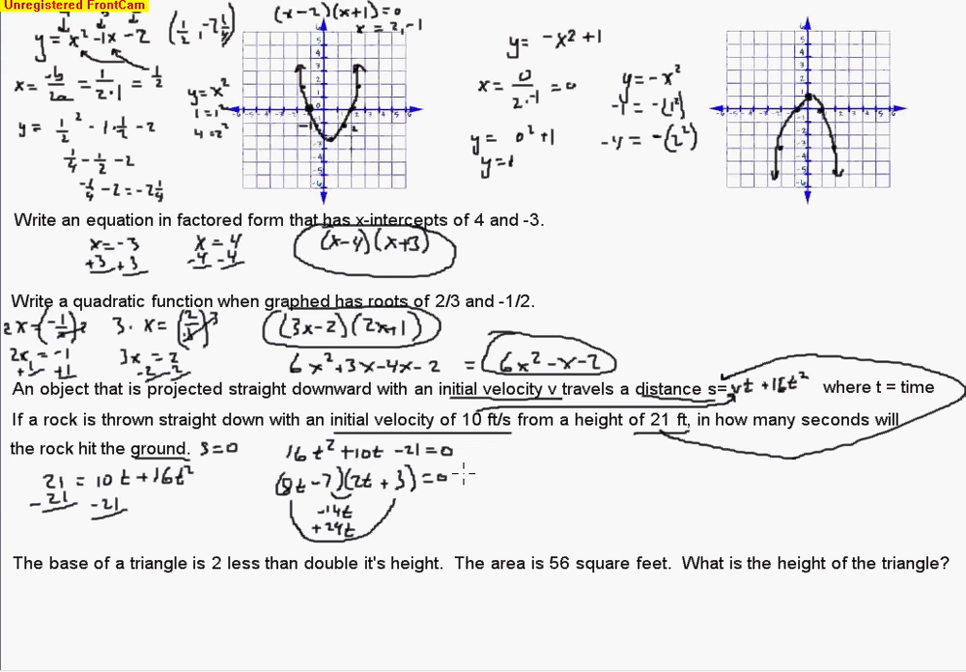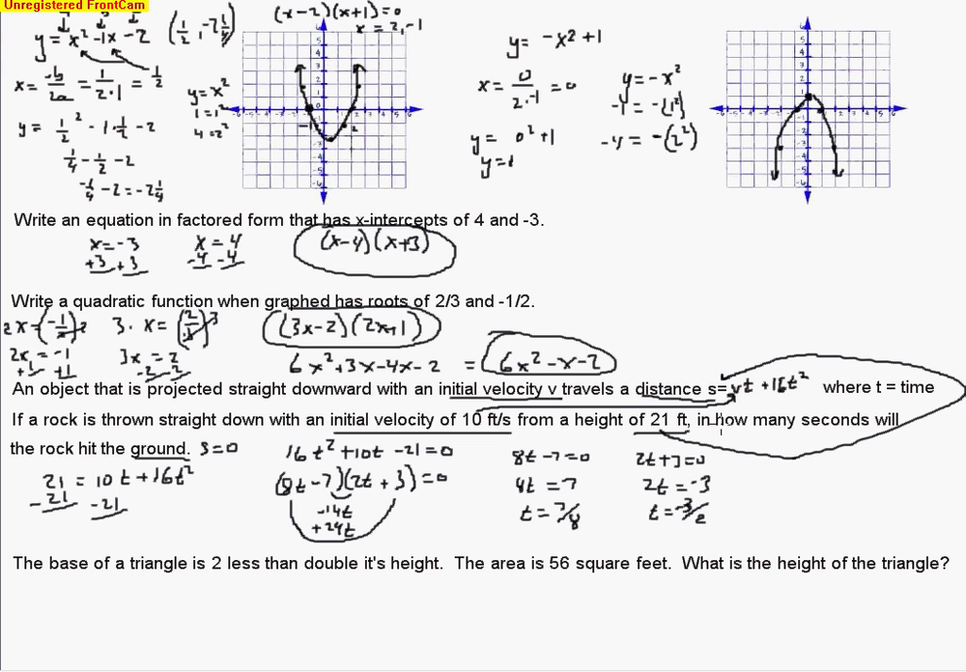So now we've got the factored form set up, so now we just have to take those factors and set them equal to 0. So we're going to end up with 2 different answers. So notice how we end up having to add the 7, and then we divide by the 8, and we get 7/8. The other one we have to subtract the 3, and then we divide by the 2, and we get negative 3 over 2. So we get 2 answers.